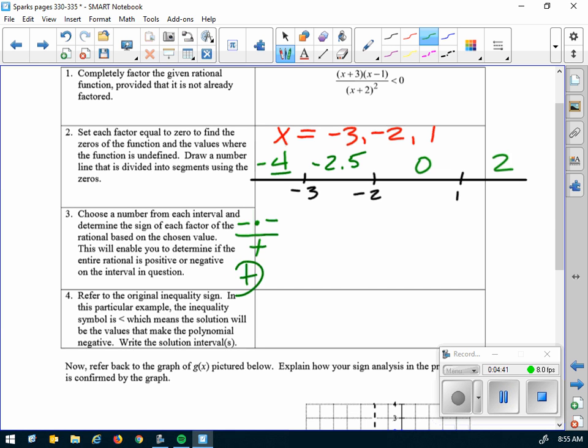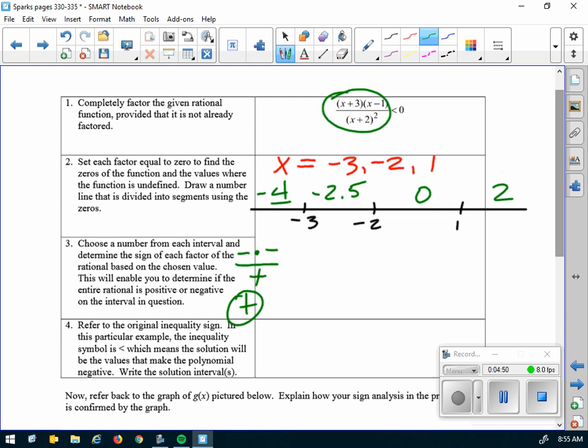So here's what we know. Every number smaller than -3 is going to make this bad boy negative. What does that tell us about the graph? Every number less than -3 is going to make this be where? Well, sorry, did I say negative? I said negative. Rerun. This is positive.